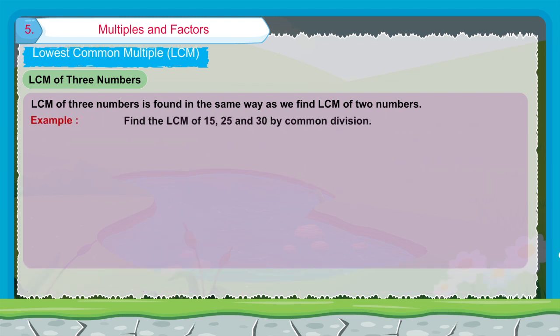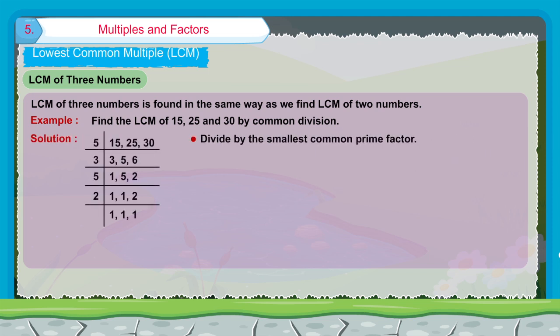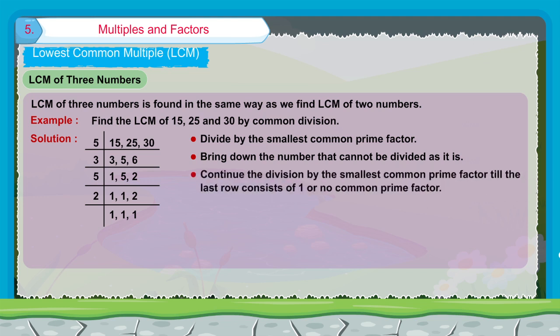Example, find the LCM of 15, 25 and 30 by common division. Solution. Divide by the smallest common prime factor. Bring down the number that cannot be divided as it is. Continue the division by the smallest common prime factor till the last row consists of one or no common prime factor.